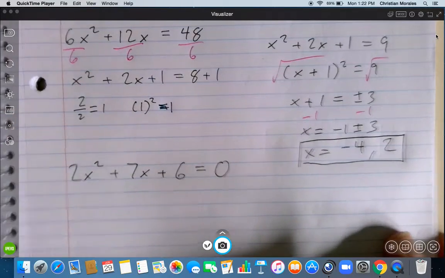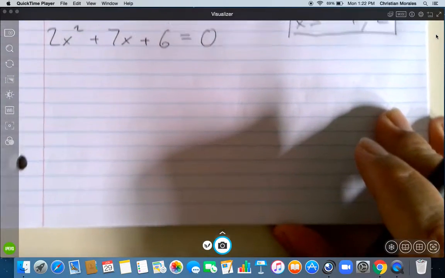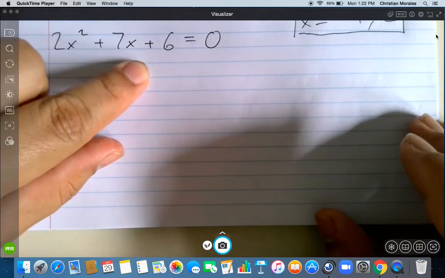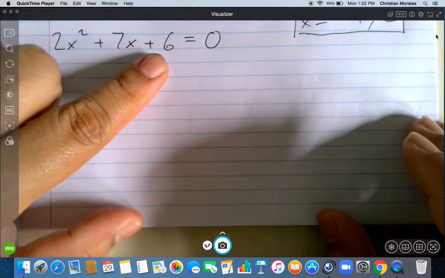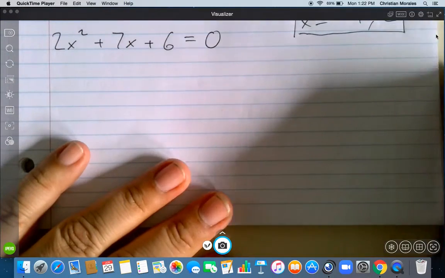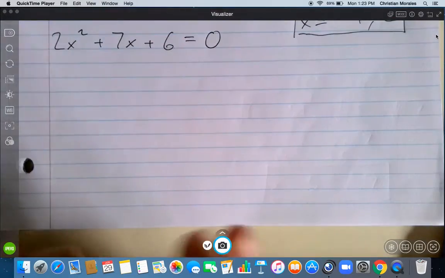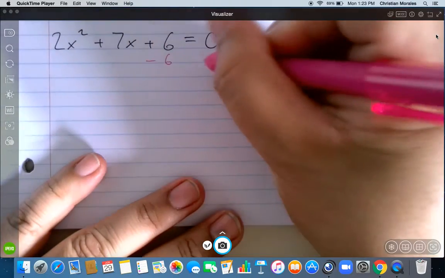Okay, next one. Okay, again, I don't want that number here. I'm going to move that number to the other side because that's not the c I'm going to use. It's not the c for the perfect square. So I move it over.